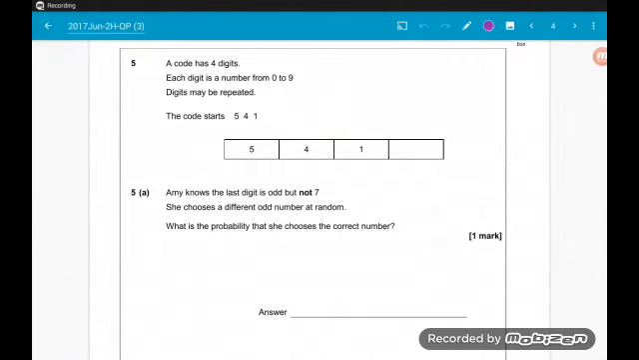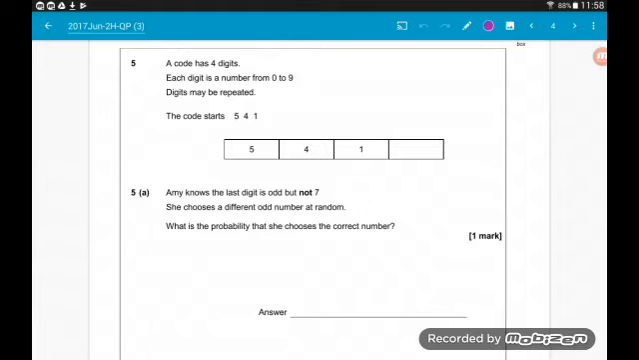Okay, question 5. So here we have some combination questions. A code to a log is 4 digits long. Each digit is between 0 and 9. So the first 3 digits here are 5, 4, 1. Amy knows the last digit is an odd number, but not 7. She chooses an odd number at random. What is the probability she chooses the correct number?